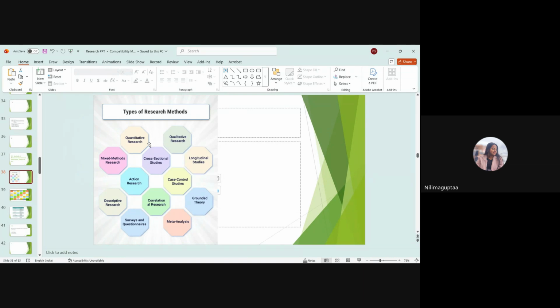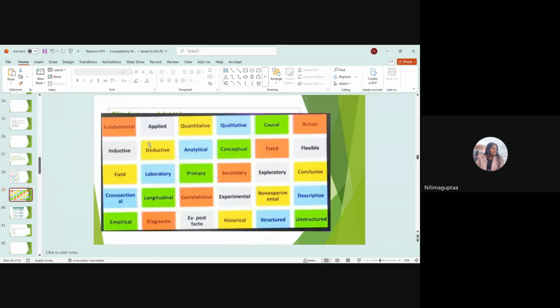These become methods. And the thing that you can see here is qualitative, quantitative, basic research, applied, action research, correlational, longitudinal, qualitative, quantitative mix. These are the types of research. Types means that is the category. And when I talk about methods, method is how do we conduct these types of research. That is called the methods of research.